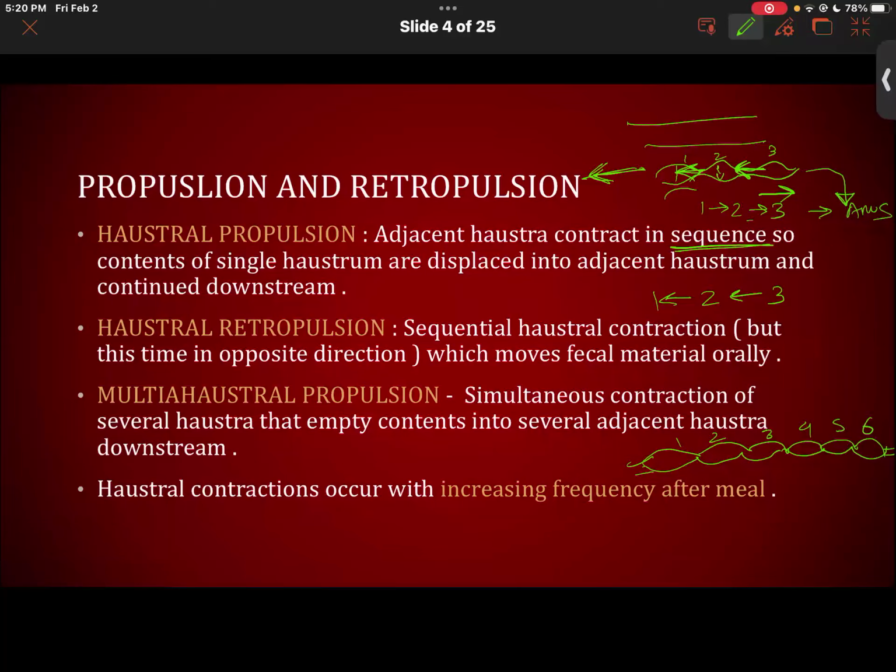So haustral contractions occur with increasing frequency after a meal. So once you eat, the haustral contractions are going to increase in frequency. That's pretty self-explanatory. That's it for this slide.